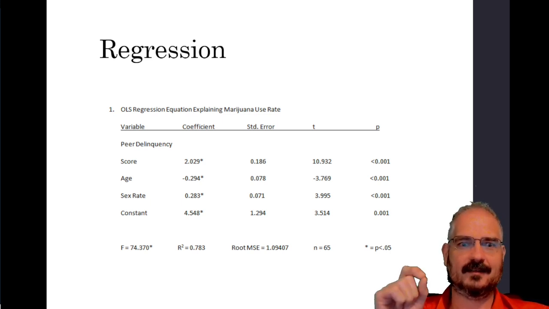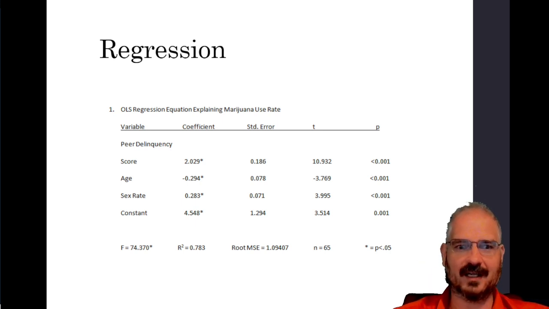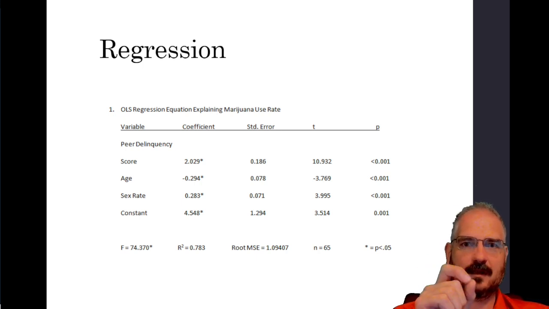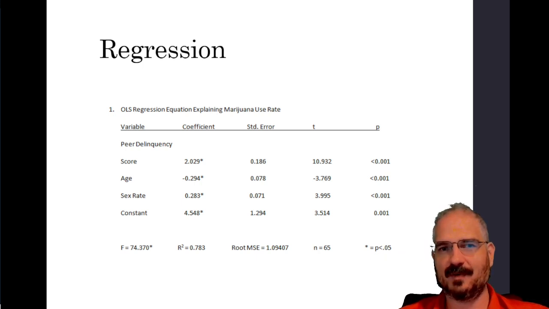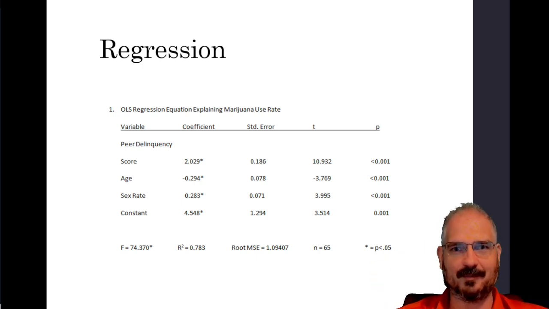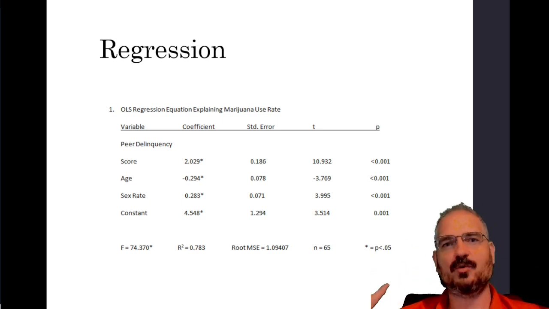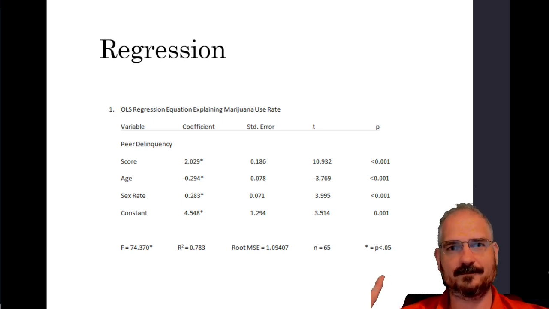And in this case, the variable we're really interested in, our peer delinquency score, the probability that we would see this relationship between peer delinquency and marijuana use, if there was no relationship in reality and it was just pure random chance that we grabbed a sample that showed that correlation, is less than 0.001. So in other words, less than 0.1% of the time would we see these values if there was no actual correlation in the real world.